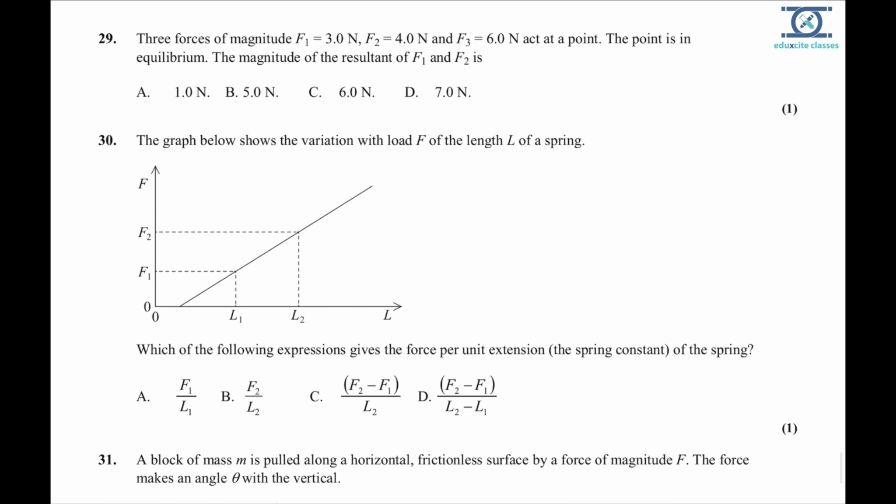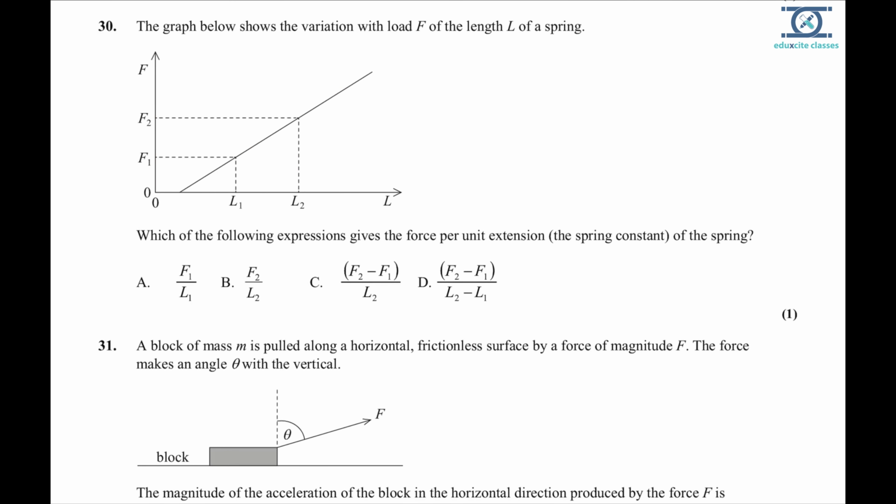Question number 29, three forces F1, F2, F3 act on a point and it is in equilibrium. Now again, equilibrium means the resultant force is equal to 0. So the resultant of F1 and F2 must be equal to F3. So the resultant of F1 and F2 is equal to F3, which is 6 Newton, option C. Very easy question.